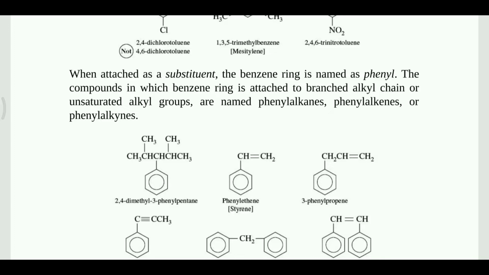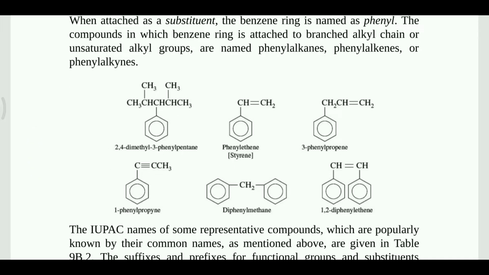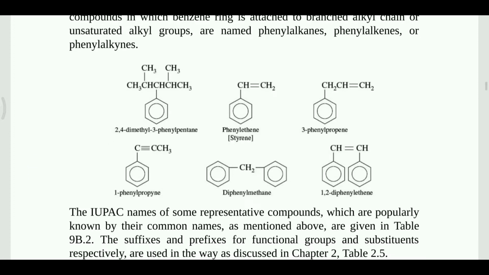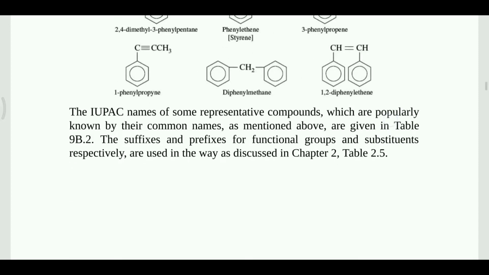Same thing. The second one is styrene. What is happening? An ethene molecule is attached to the benzene. So we write phenyl ethene, not ethylene benzene, right? So there is a difference in that. The third one is 3-phenyl propene, same as phenylethene. Other examples are 1-phenyl propyne, diphenyl methane, and 1,2-diphenyl ethane. These are all examples relating to that.